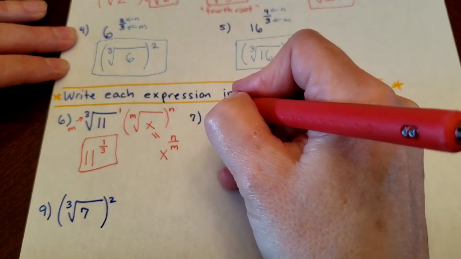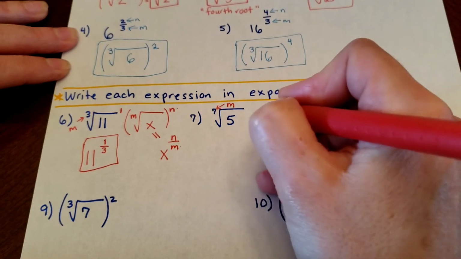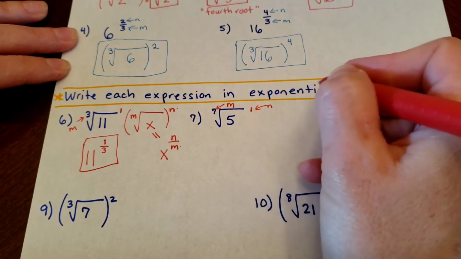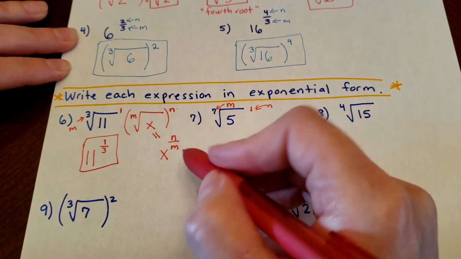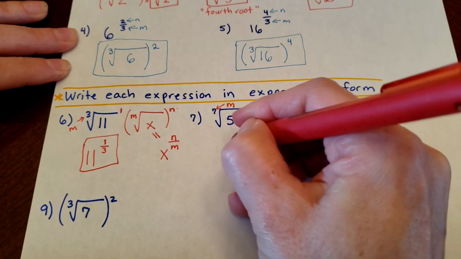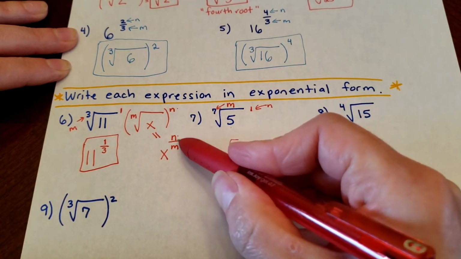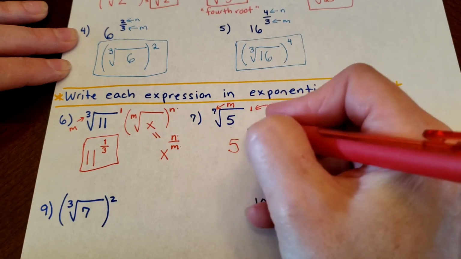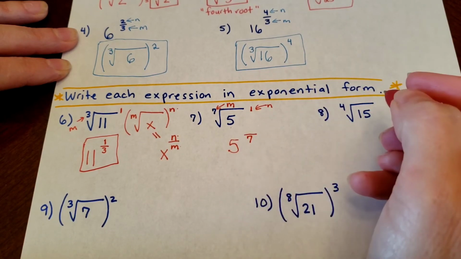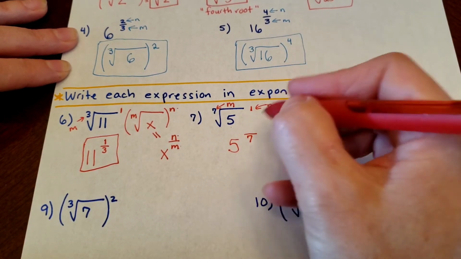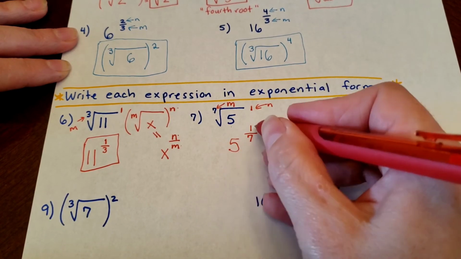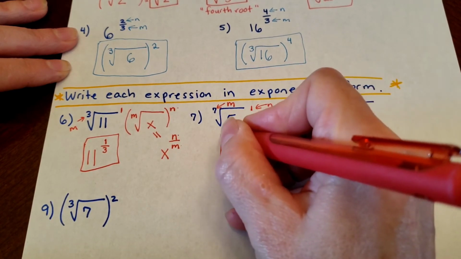Now we'll do the same here. So this we know is our m. The n is kind of like this invisible 1. So if we follow this format, it'll be 5 and then n over m. If you want to write the m first, that's usually what I do. And then I notice, hey, there's nothing on top, so I put a placeholder of a 1. So 5 to the 1/7 power.